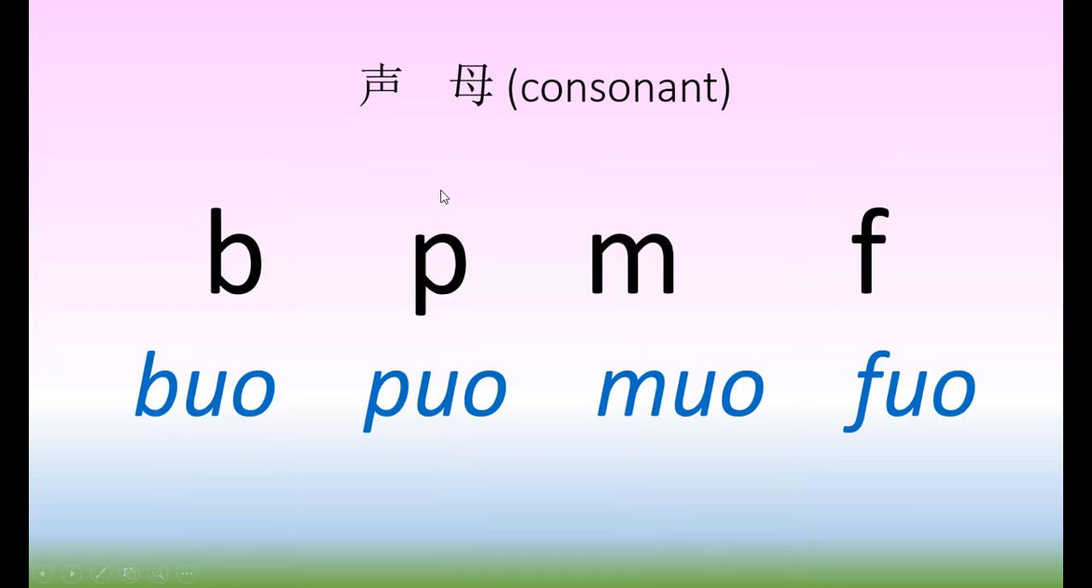Now let's learn 4 consonants, 声母: bo, po, mo, fo. One more time: bo, po, mo, fo. As we can see, the ending sound is the same, the wo sound. If you take the initial sound of each of these English letters, and add the wo sound, hopefully you will get it. So bo, po, mo, fo.